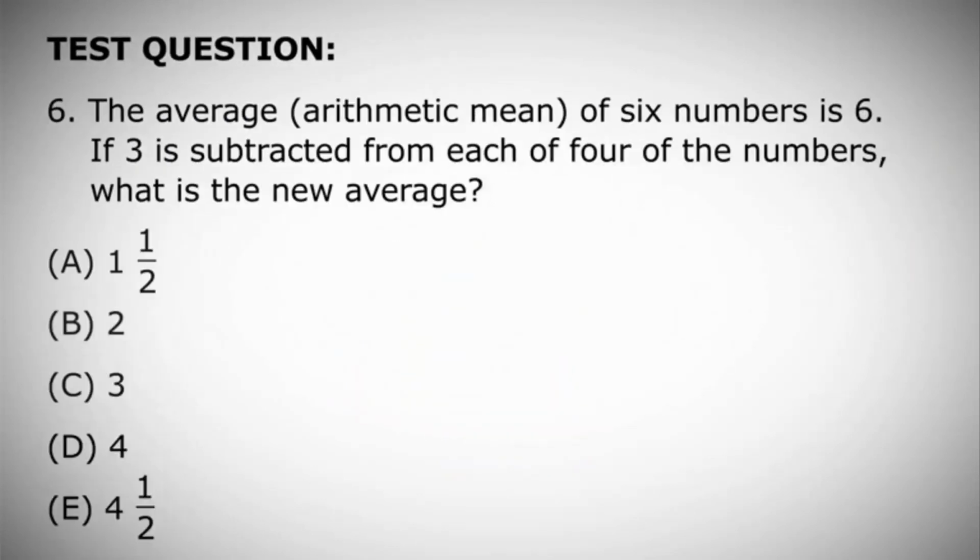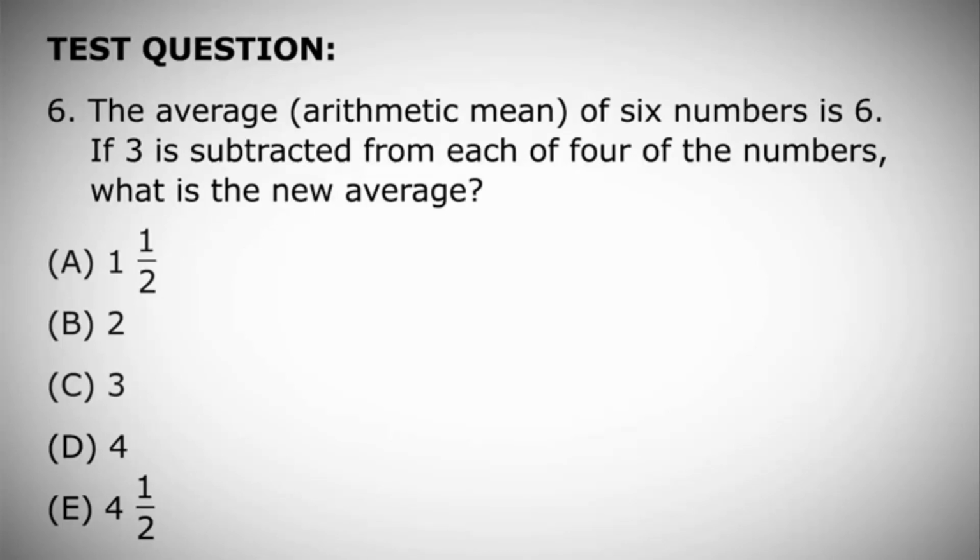Now let's try a test question. The average arithmetic mean of 6 numbers is 6. If 3 is subtracted from each of 4 of the numbers, what is the new average? In this example, we aren't given individual values. We're merely told that the average of these 6 values is equal to 6.